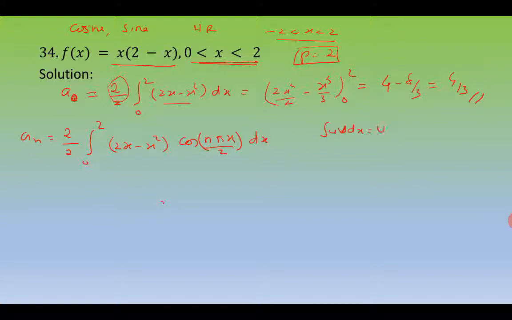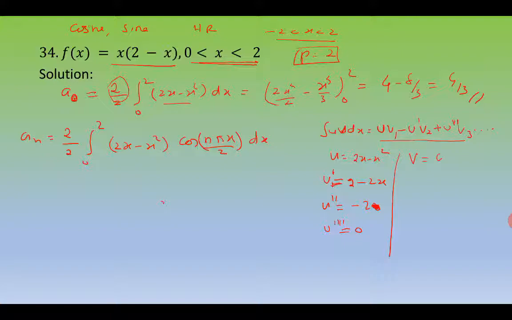The formula is uv1 minus u dash v2 plus u double dash v3 and so on, isn't it? U is 2x minus x square. U prime is 2 minus 2x. U double prime is minus 2. U third derivative is 0. So only the first three terms up to the second derivative are needed; the fourth term onwards is 0.